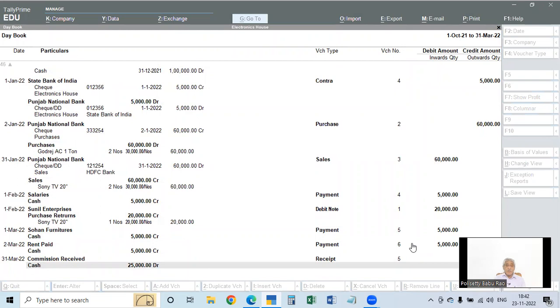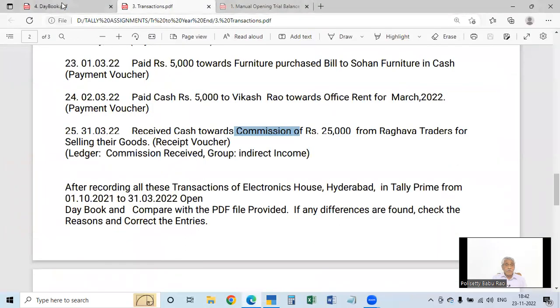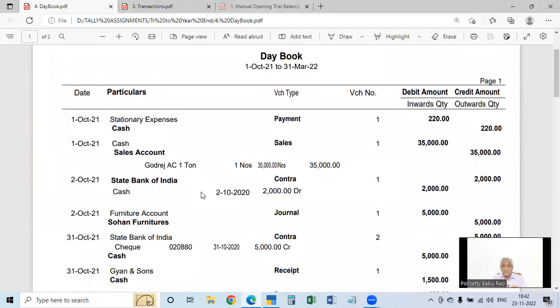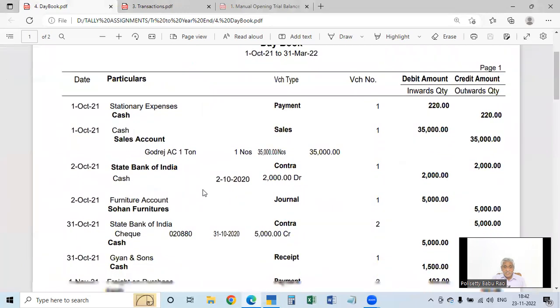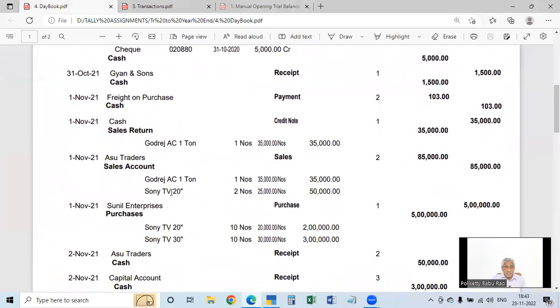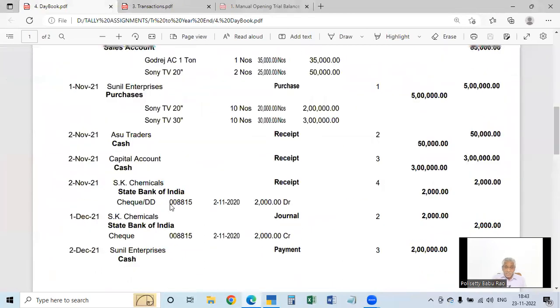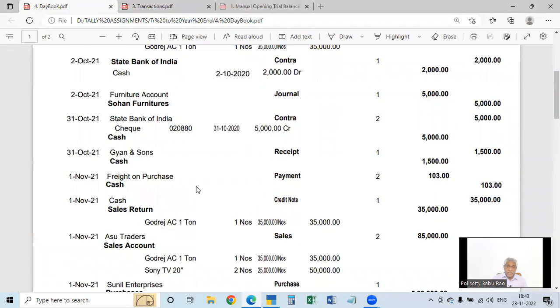After completing the day book, what you have to do is compare this with the day book that is already prepared. There is already one day book PDF, even before I entered. So here, see the day book, all the details of the banks, goods, everything are given. Once you compare your day book with this day book, and if you have any mistakes, you can see why there is an error, and then you can correct the error.